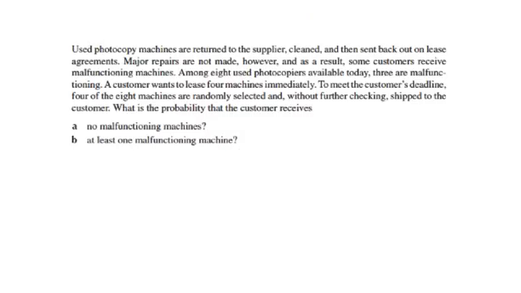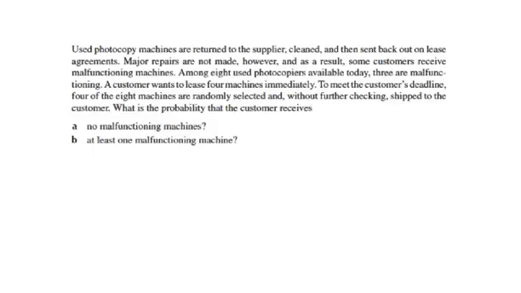So let's do one more. It says here that you have used photocopy machines that are returned to the supplier, cleaned, and then sent back out on lease agreements. Major repairs are not made. However, as a result, some customers receive malfunctioning machines. Among 8 used photocopiers available today, 3 are malfunctioning. A customer wants to lease 4 machines immediately. To meet the customer's deadline, 4 of the 8 are randomly selected.